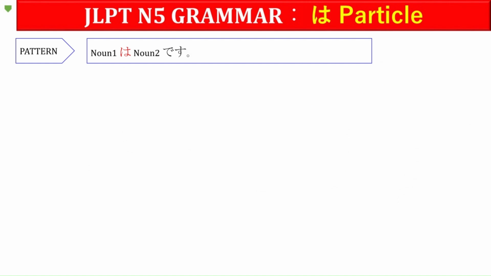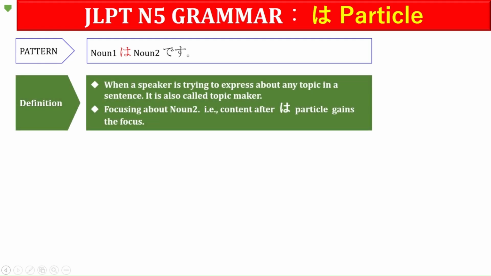The first particle is wa. Even though in writing it is spelled ha, while reading the sentence we need to pronounce it as wa. The first sentence pattern: noun 1 wa, noun 2 desu. When a speaker is trying to explain a topic in a sentence, that person will use the particle wa. It is also called a topic marker because it does not talk about the person who is speaking, it is talking about the topic of the sentence.